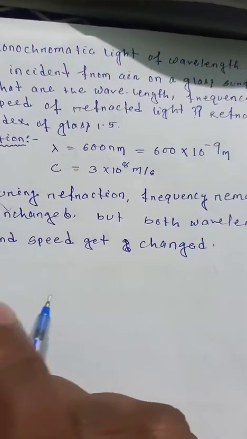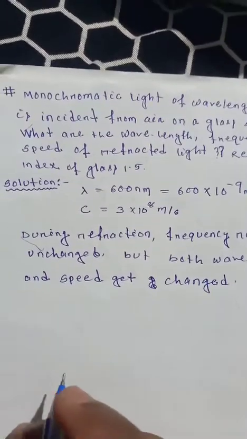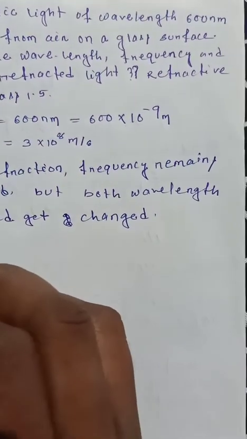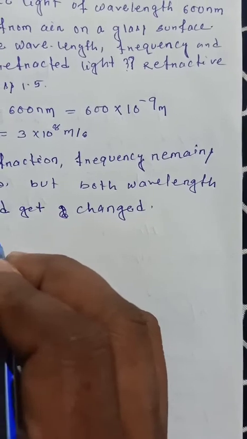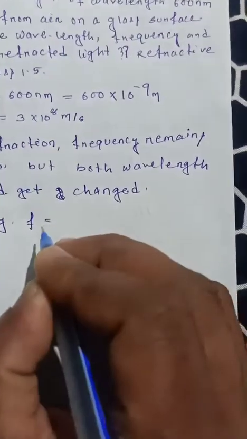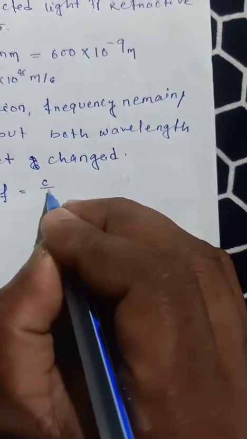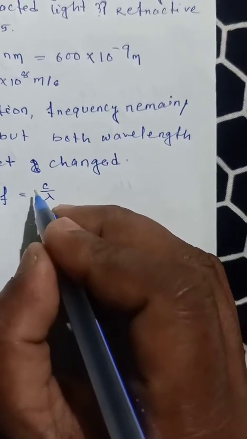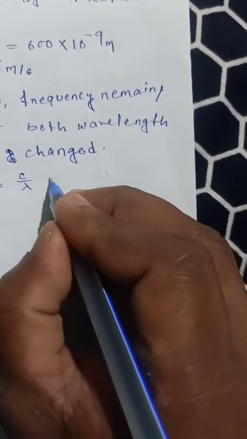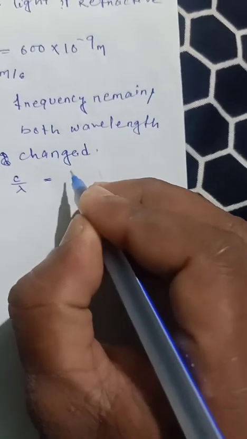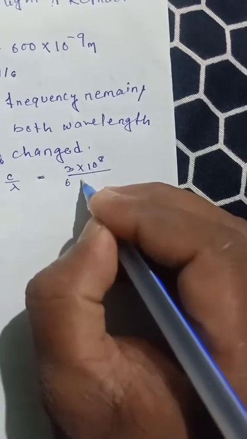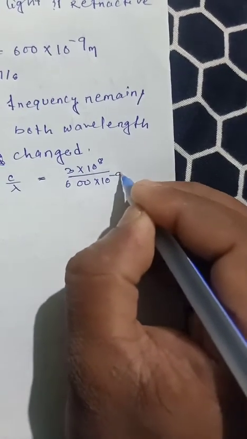So first we have to calculate frequency, that means f. Frequency f is equal to c by lambda. So frequency is equal to c by lambda, where c is the velocity of light and lambda is the wavelength, equal to 600 into 10 to the power minus 9.